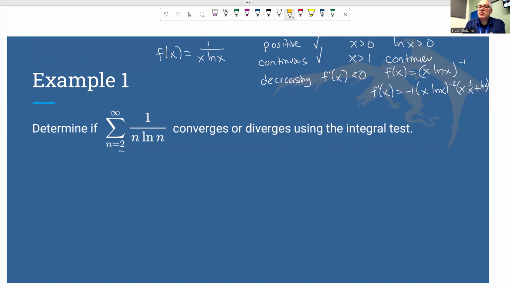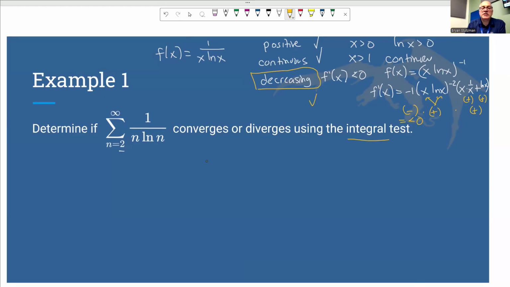And since x and natural log of x are both positive, that product is positive. And since x times 1 over x is positive and natural log of x is positive, the sum is positive. And -1 is a negative number. So negative times positive is negative. So f prime is negative, so f is decreasing. So now I can use the integral test.